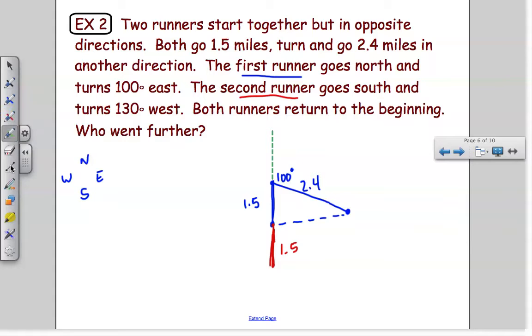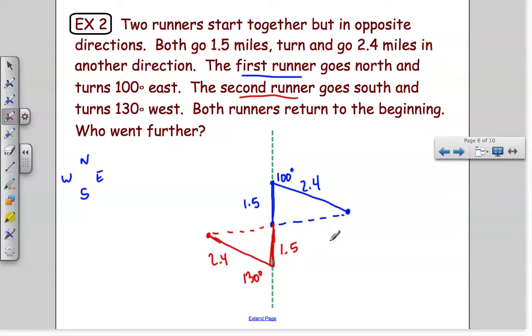Then, instead of continuing in a straight line southward, he turns 130 degrees west. So instead of continuing to go south, he turns toward the west, which would be turning left 130 degrees. So that's obtuse, even more obtuse than the last guy, 130 degrees. And he goes his 2.4 miles. He drew a little long again. And then the question is, how far does he have to go back?